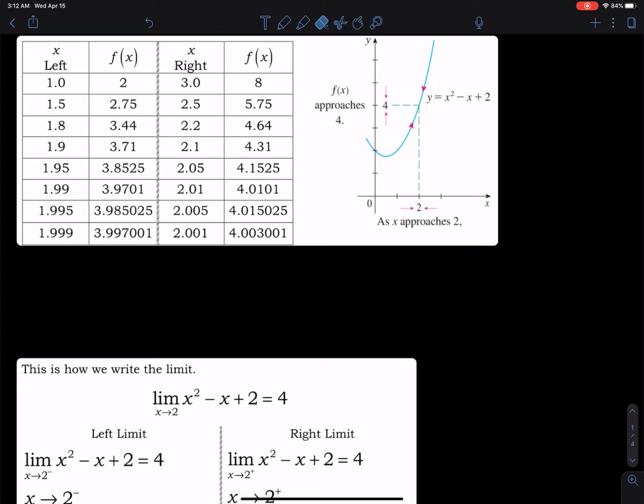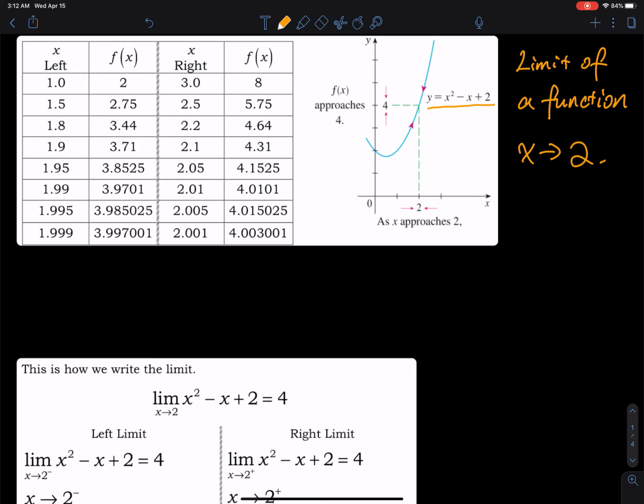Alright, in this video, we are going to talk about the limit of a function. Limit is a huge piece in differential calculus. So I have a function right there. Y equals x squared minus x plus 2 is a quadratic equation, right? So the graph of a quadratic equation looks like a parabola. My question is, as x approaches 2, what happens to the y value?